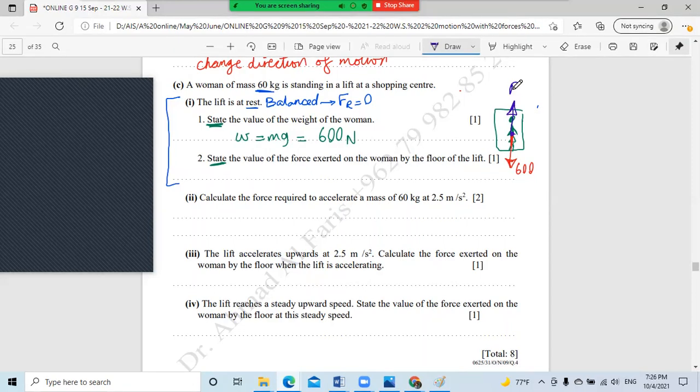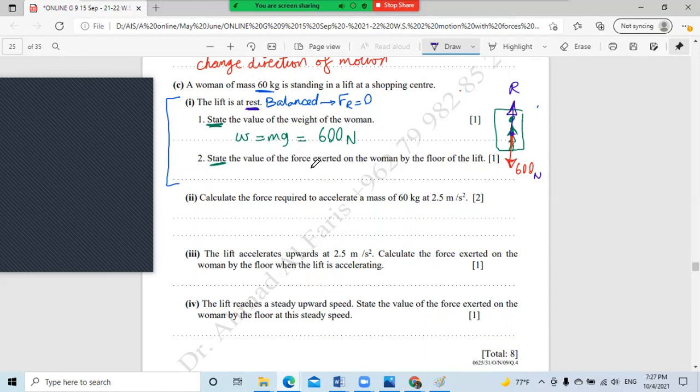Now this normal reaction force, state the value of the force exerted on the woman by the floor. They call it normal reaction. They use letter R or letter N to represent it. What do you think? Is R bigger than 600 Newton, smaller than 600 Newton, or equal to 600 Newton? They said it's at rest. So which one is the answer? Yalla, send me the answer. How much is R?